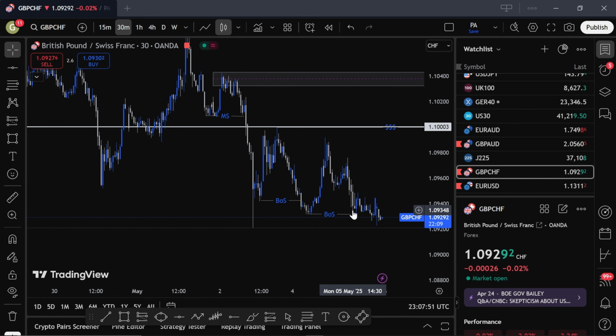On the top-down analysis, on the daily time frame and the 4-hour time frame, just decide where the market is moving to. And now on the lower time frame, you go identify your key levels, you mark your entries, and you are basically good to go.